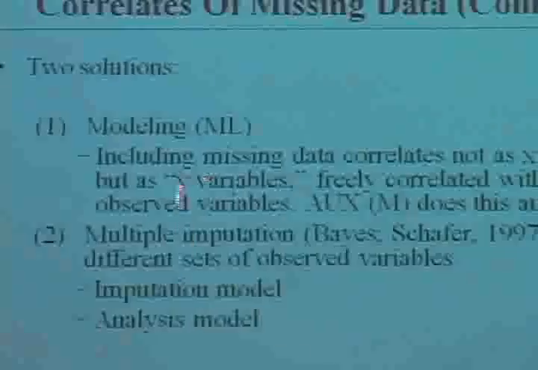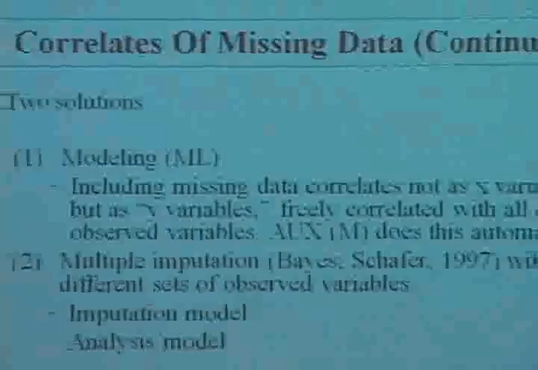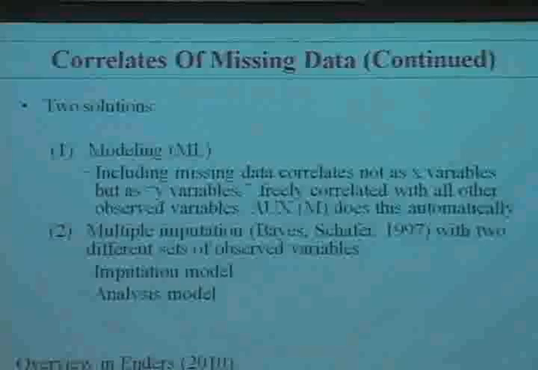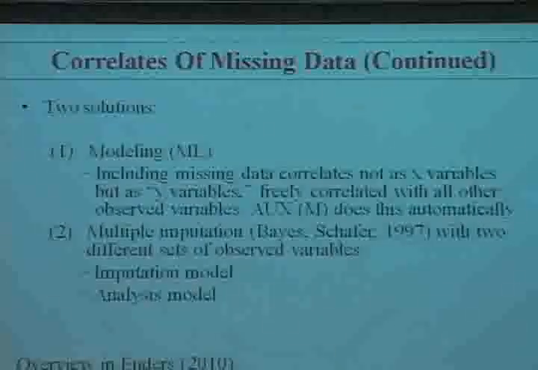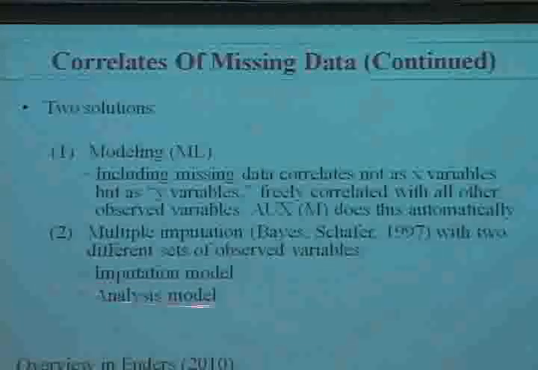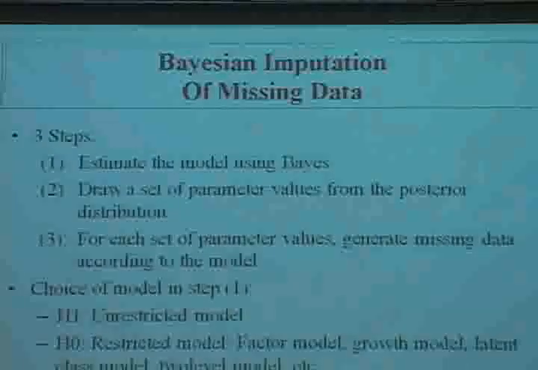Basically, multiple imputation is going to handle the same problem by conducting the multiple imputation on the entire data set, including all the variables, into the missing data analysis, and then you can select a subset of your variables to actually make a model for them. So that's the approach with the imputation method.